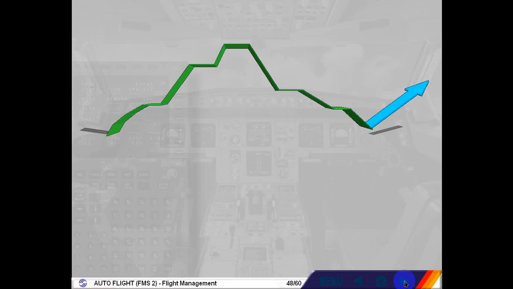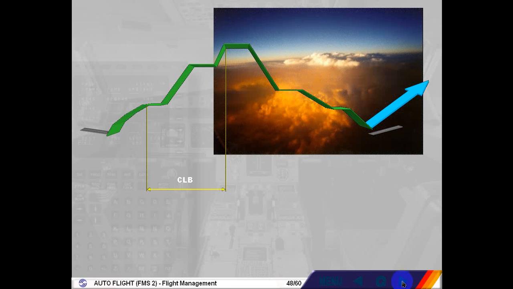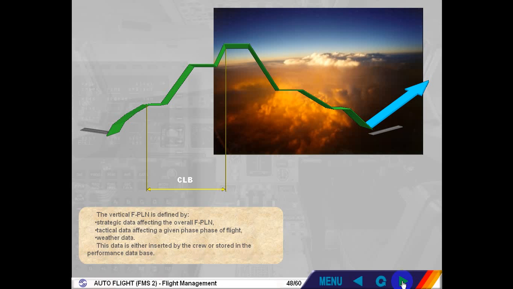The vertical flight plan is defined by strategic data affecting the overall flight plan, tactical data affecting a given phase of flight, and weather data. This data is either inserted by the crew or stored in the performance database.